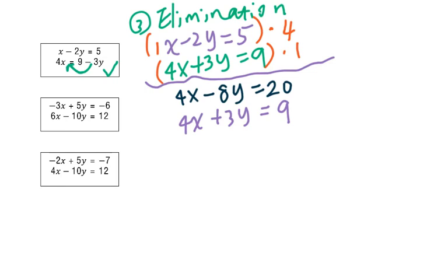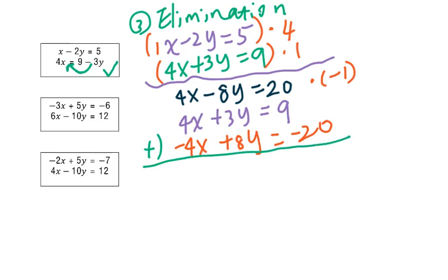And remember that we want to get the opposite. So I change the first one, I multiply by negative 1, which means I get the opposite for each term. I got negative 4x plus 8y equals negative 20. Then this time I do addition, and we can cancel those two. I got 11y equals negative 11. So divided by 11, y equals negative 1.